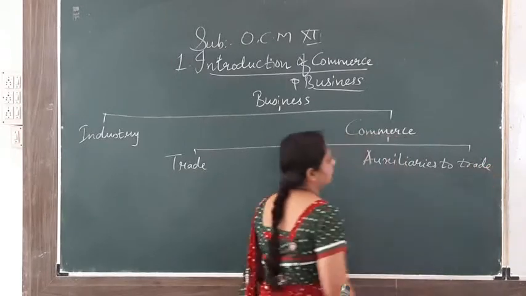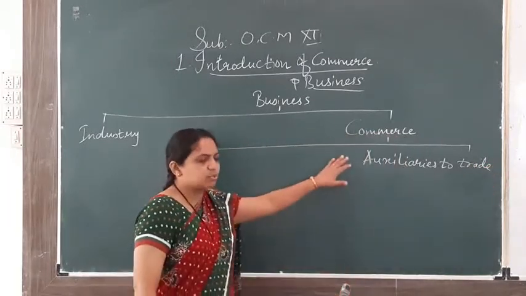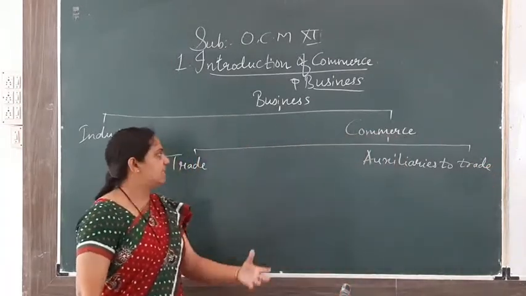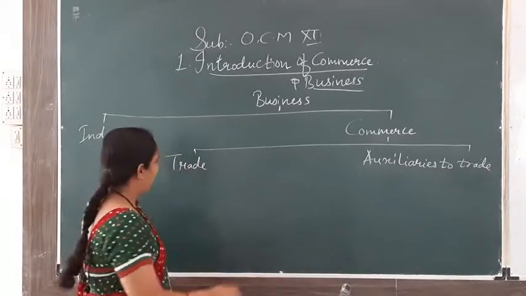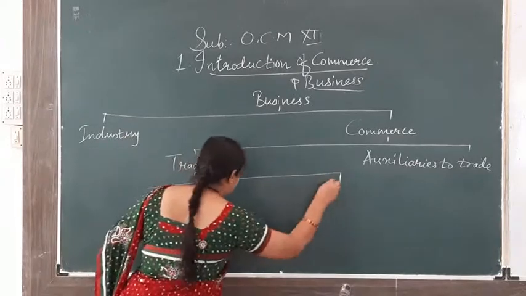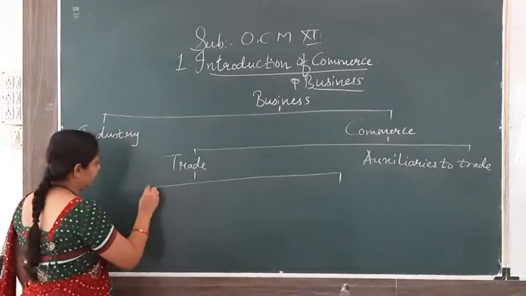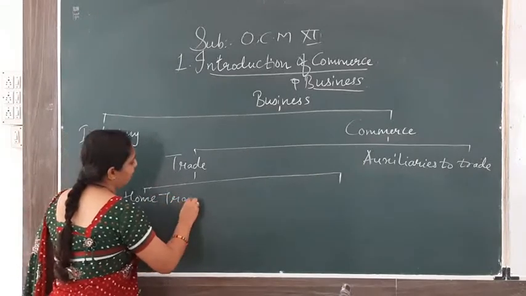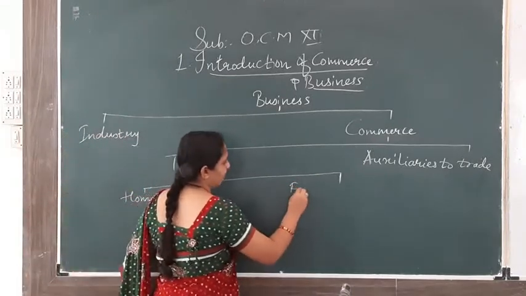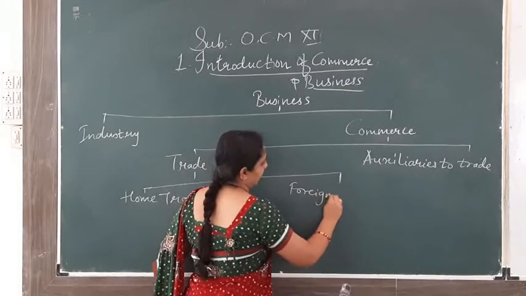First we will see the second half of the diagram, commerce. What does commerce mean? Then we will see trade and auxiliaries to trade. Trade is further divided into two parts. The first is home trade and the second is foreign trade. Okay?